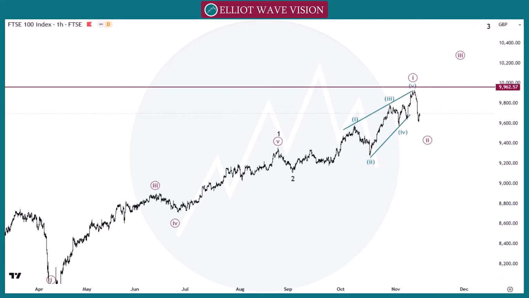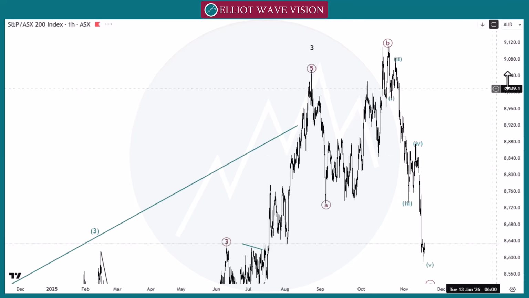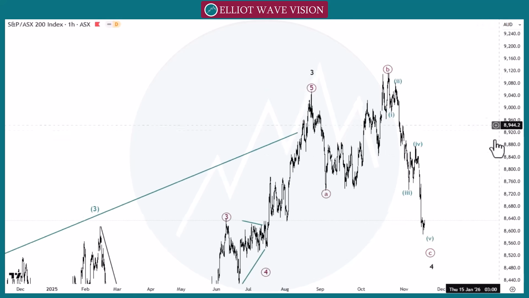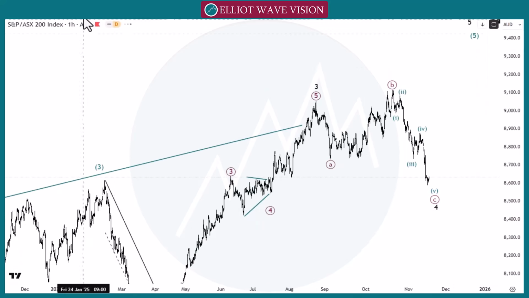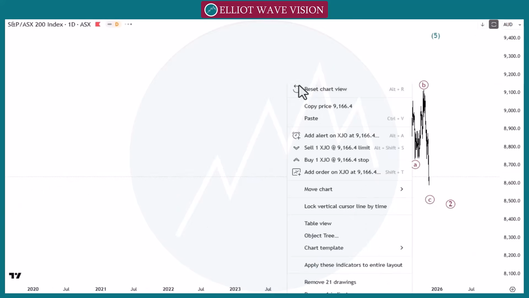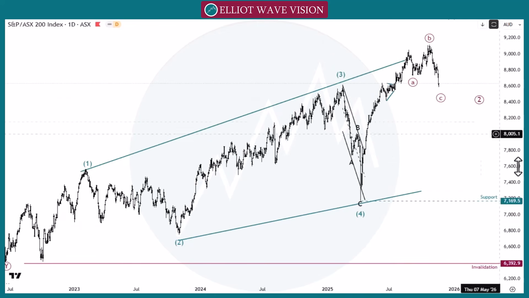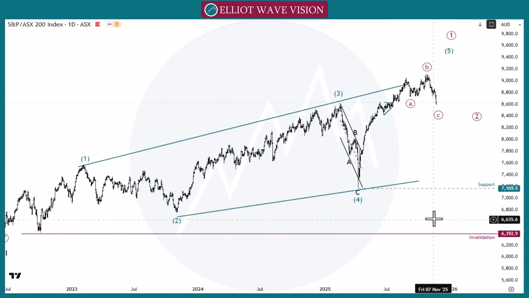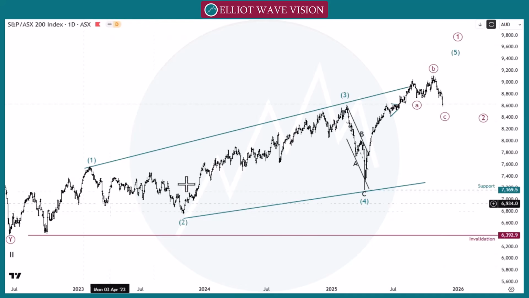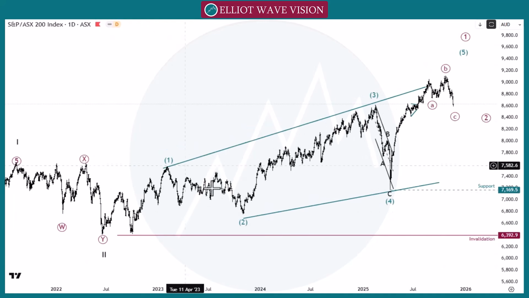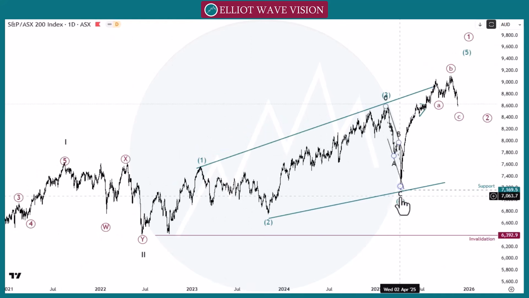So let's go quickly towards the DOW, ASX 200. At this point, the market goes like wave 1, wave 2, wave 3, wave 4.